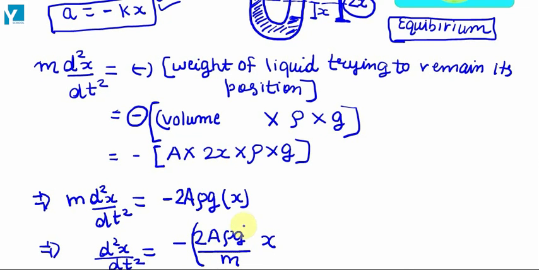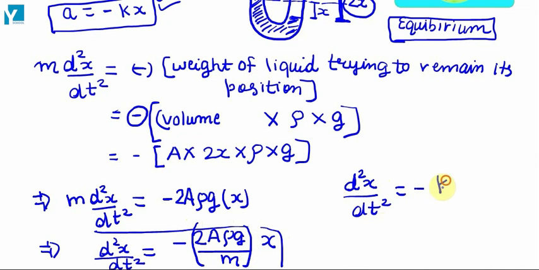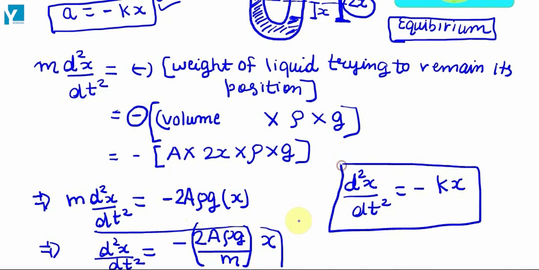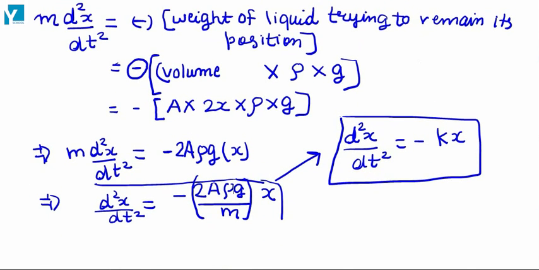We can easily see that this is the equation of an object which performs simple harmonic motion, because for simple harmonic motion the standard equation is d square x by dt square is equal to minus some constant times the displacement. If we compare the derived equation with the standard equation of SHM, we can conclude the liquid in the U-tube will perform SHM.